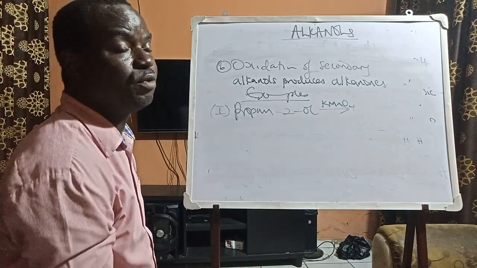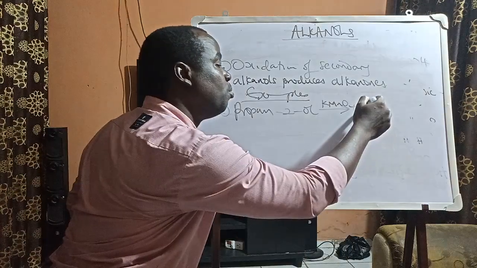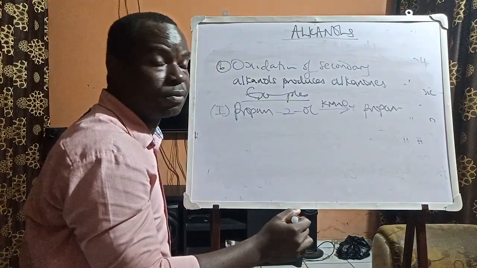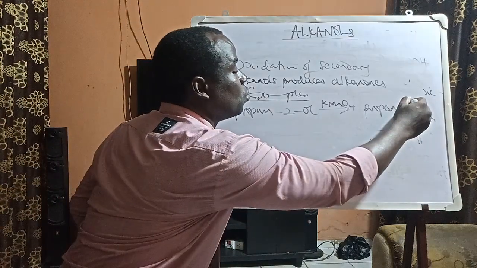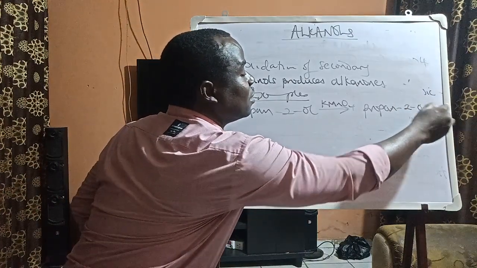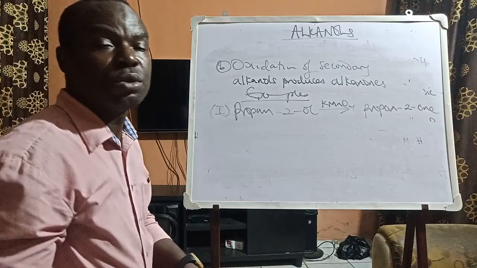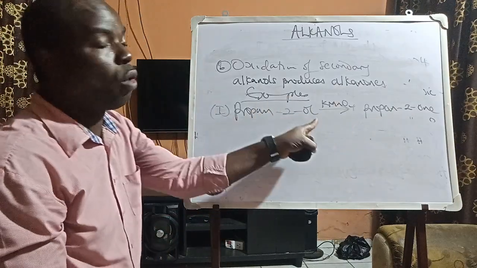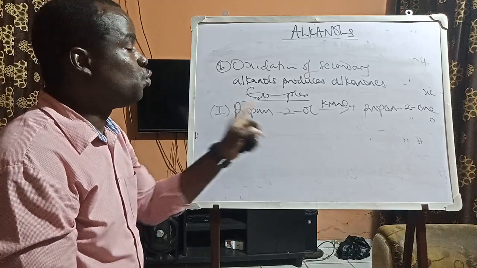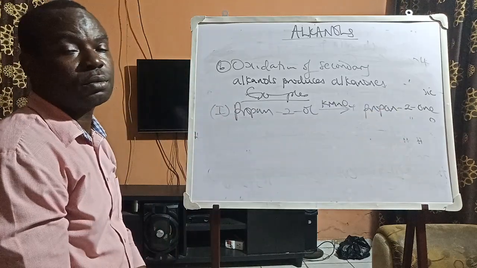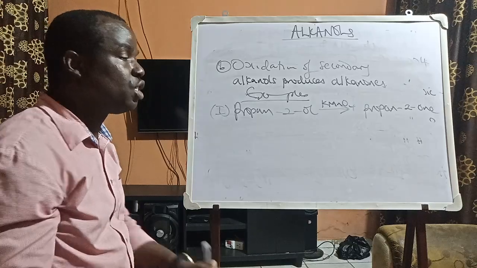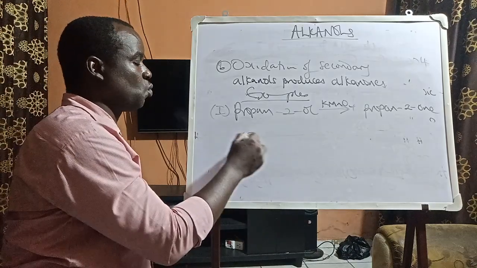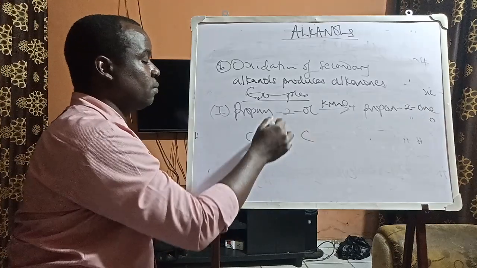Now, propan-2-ol, if it undergoes oxidation, it forms propan. Watch what happens now. The ol will change to on. It changes to on. Propan-2-one. So anytime you have 2-ol, it will change to 2-one. Okay? 2-ol changes to 2-one. Now we have, let's draw it. So this is 1, 2, 3.